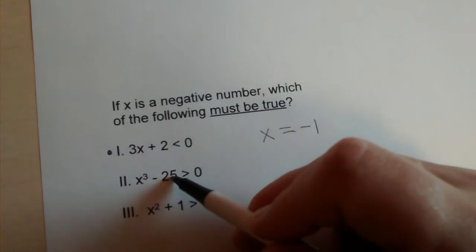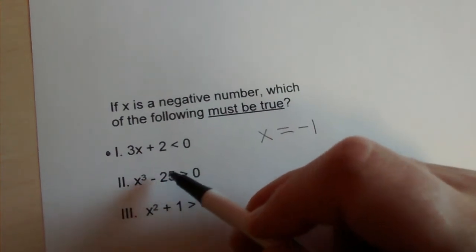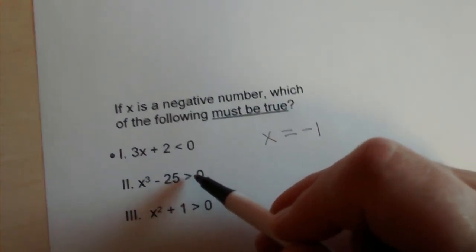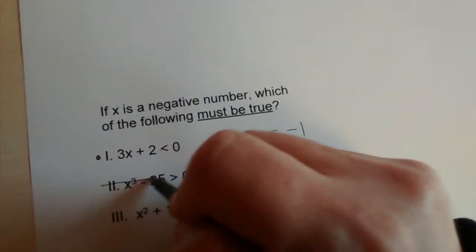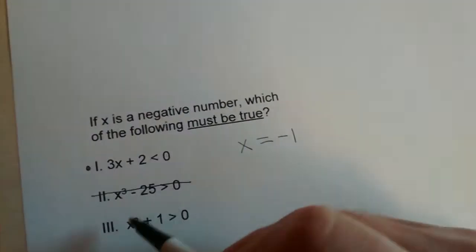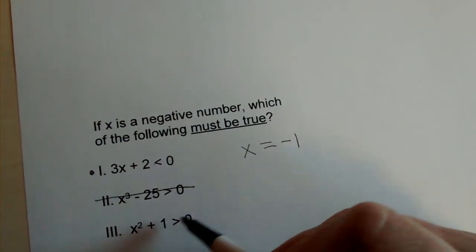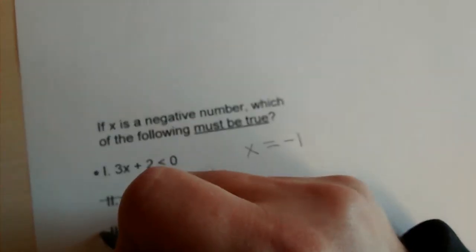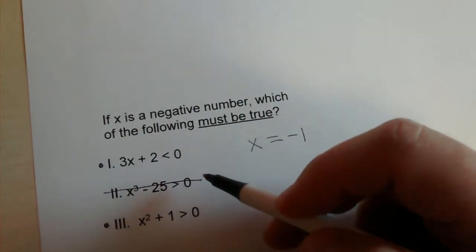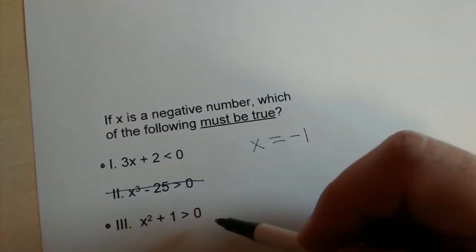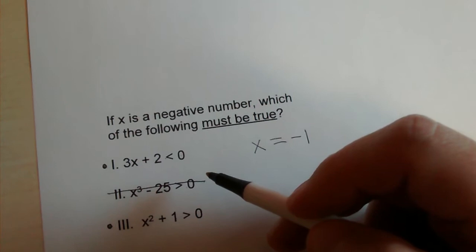-1 cubed minus 25 is -26. That's not greater than 0, that's less than 0. So statement 2 is out. And if I square -1, I get 1. 1 plus 1 is 2. 2 is definitely greater than 0. So it turns out in my first example, statements 1 and 3 did work, statement 2 did not.